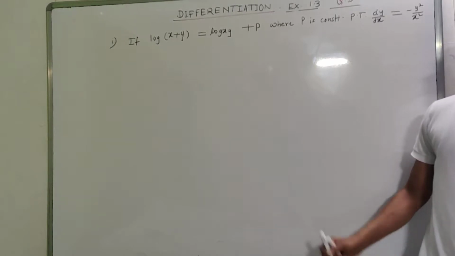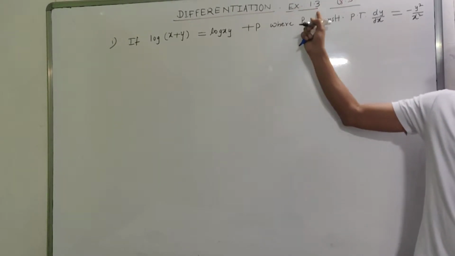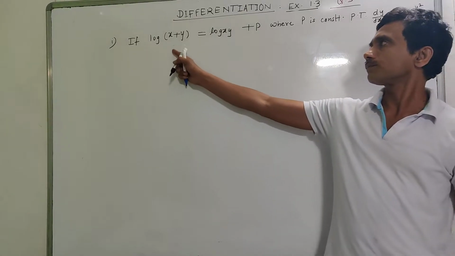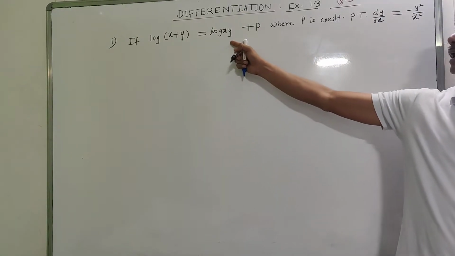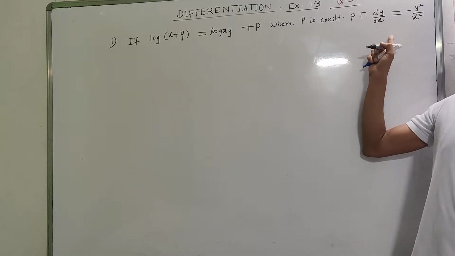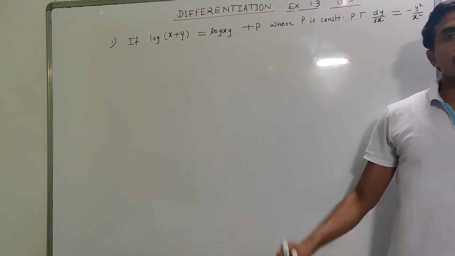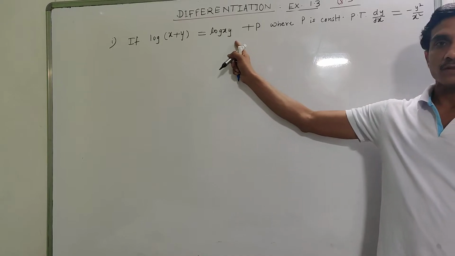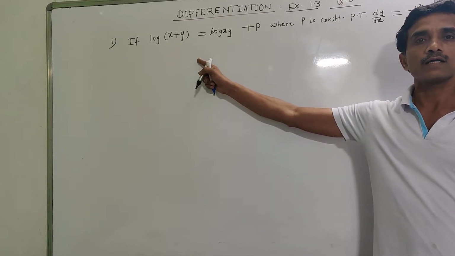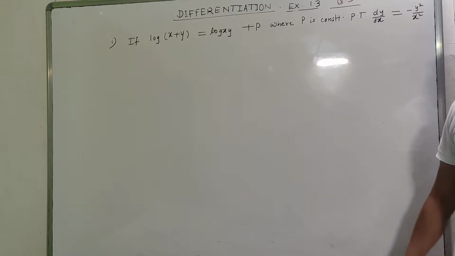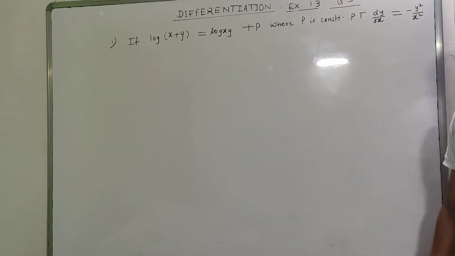So let's begin with question number 5, exercise 1.3, first sub question. That is log of x plus y is equal to log xy plus p, where p is a constant, and we show dy by dx is equal to minus y square upon x square. Here this type of questions are usually asked for 4 marks. Very important exercise, and that question number 5.